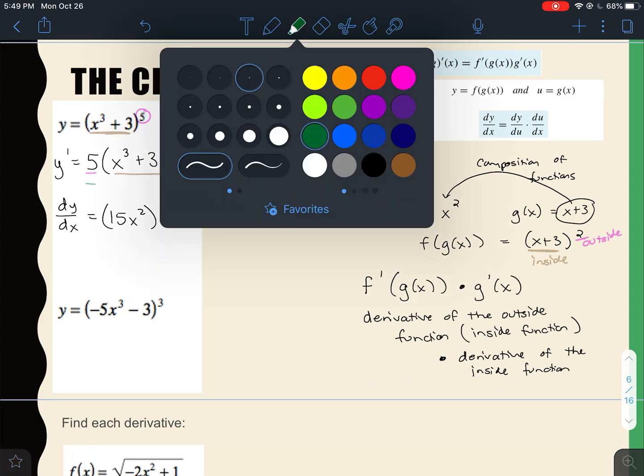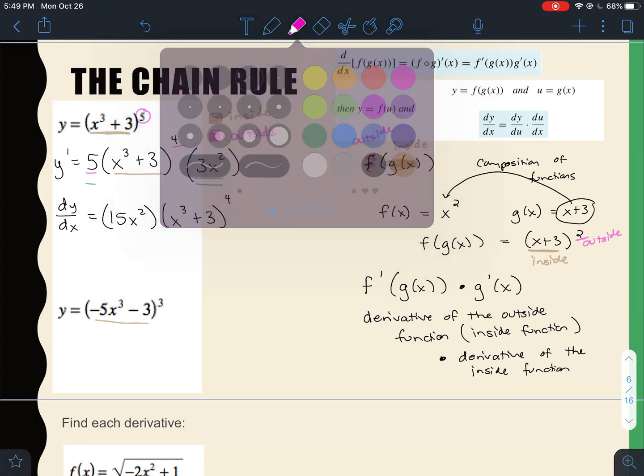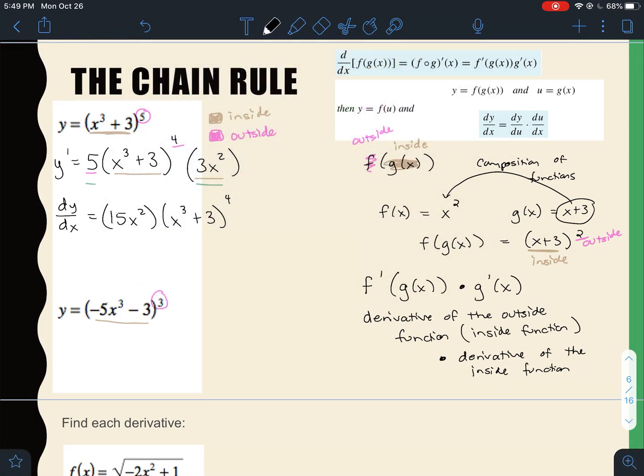So on number 2, the inside function is negative 5x to the third minus 3, and then my outside function is 3. So if I wanted to take the derivative of this, you take the derivative of the outside function. The outside function is to the power of 3, so multiply by the exponent and subtract 1 from the exponent. The inside function stays itself, so negative 5x to the third minus 3, and then you multiply by the derivative of the inside function, so negative 15x squared.